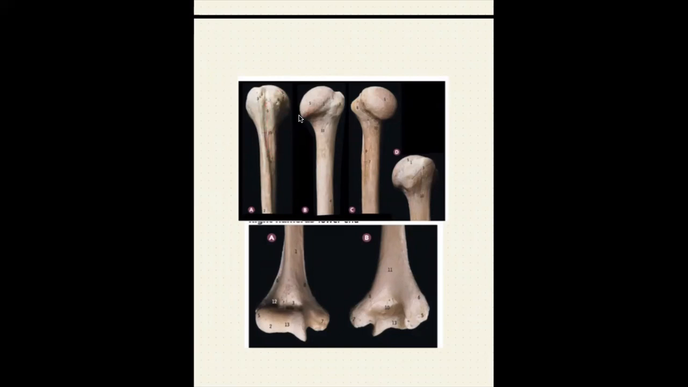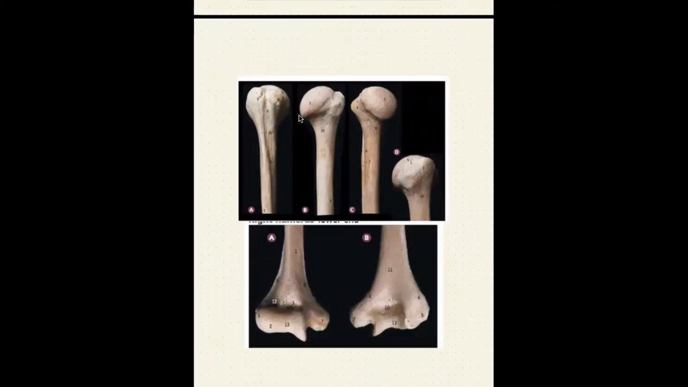Bicipital groove. Okay, so what are the attachments in the bicipital groove? In the lateral lip, pectoralis major insertion, and in the medial lip, teres major insertion, and in the floor of the bicipital groove, latissimus dorsi muscle is inserted. Okay, that's the lady in between two majors. Lady between two majors.